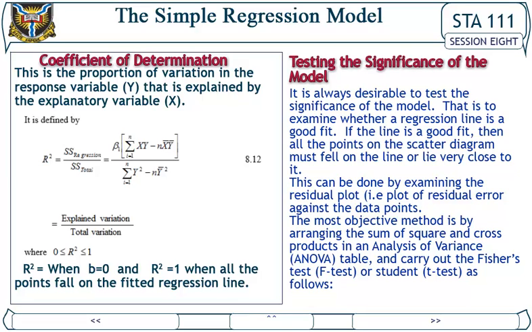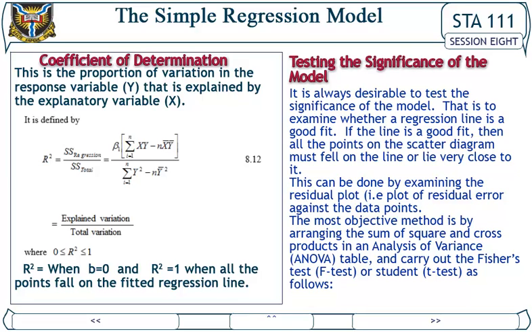Testing the significance of the model. It is always desirable to test the significance of the model, that is, to examine whether a regression line is a good fit. If the line is a good fit, then all the points on the scatter diagram must fall on the line or lie very close to it.